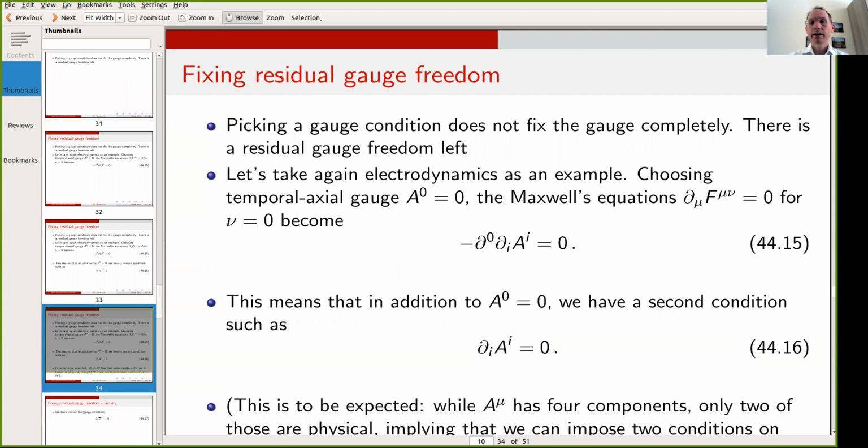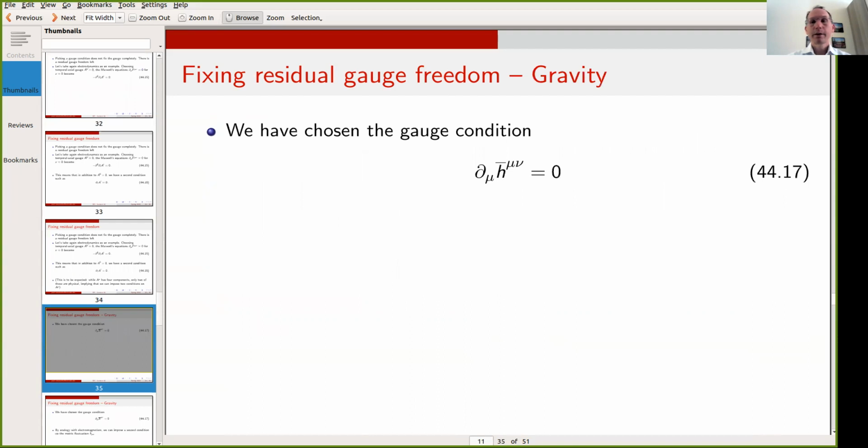So then we have basically two gauge fixing conditions. And that means that the original 4 components of the vector field in 4 dimensions get reduced by 2, so that there are only 2 physical degrees of freedom left, which is what you all know about. There are only 2 physical polarizations for the electromagnetic field. In gravity, it works exactly the same way. So we have chosen a particular gauge condition before, which was d mu h bar mu nu is 0.